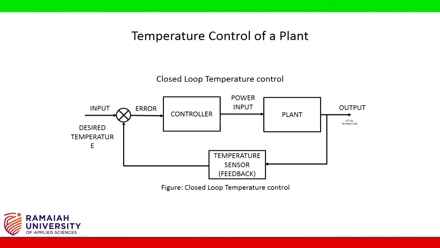For example, the wall thermostat measures the room temperature and compares it to a set temperature, that is the desired temperature. Then, if the temperature is too high, the thermostat turns the furnace or heater off. If the temperature is too low, the thermostat turns the furnace or heater on.